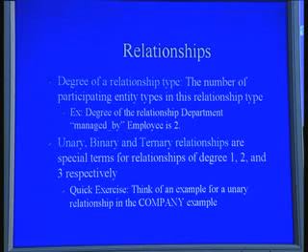So let us delve deeper into what is meant by relationships and what are some of the characteristics that define relationships. Firstly, the notion of the degree of a relationship type. What is the degree of a relationship type?